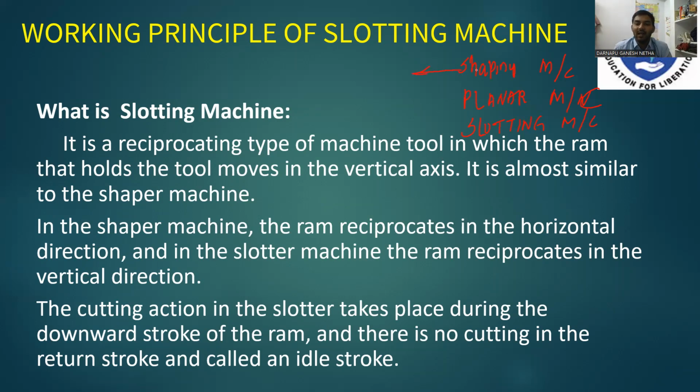the shaping machine has a RAM, and on the RAM the tool is fitted. The RAM moves forward and backward in a reciprocating motion. Here the tool or RAM is in motion, whereas the workpiece or work holding devices are in the rest position.